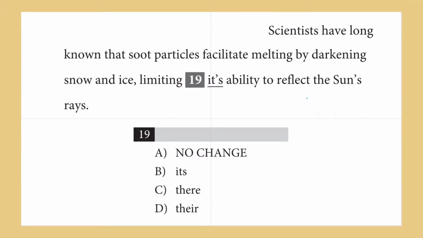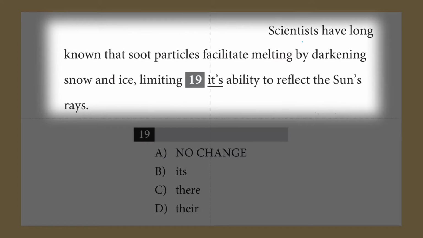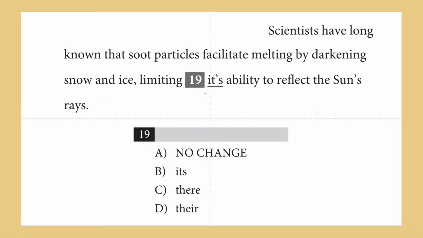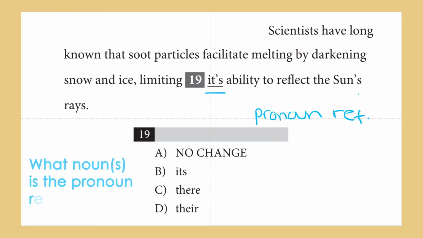Here is an example of a grammar question. Scientists have long known that soot particles facilitate melting by darkening snow and ice, limiting its ability to reflect the sun's rays. Based on the underlined word, as well as the other words in the answer choices, I already know this is going to be a pronoun reference question. The key to these questions is to figure out what noun or nouns the pronoun is referring to. Now, the question you should be asking yourself is whose or what's ability to reflect the sun's rays?